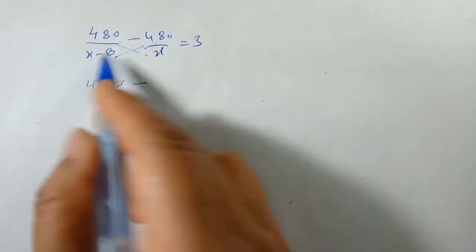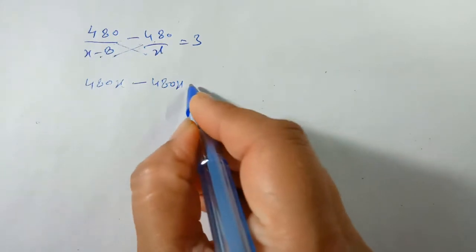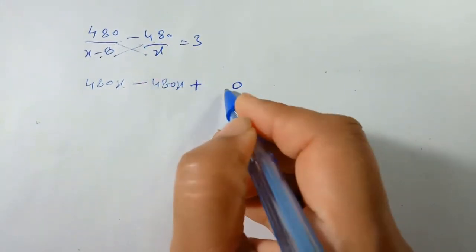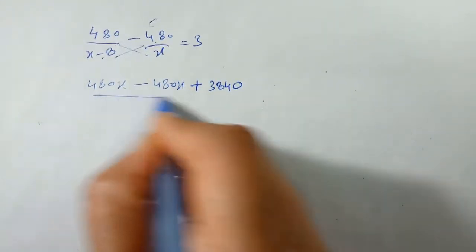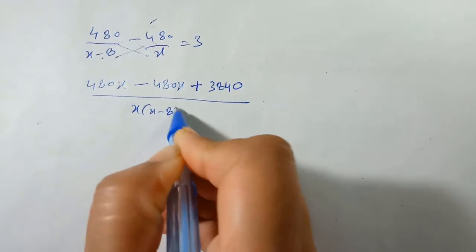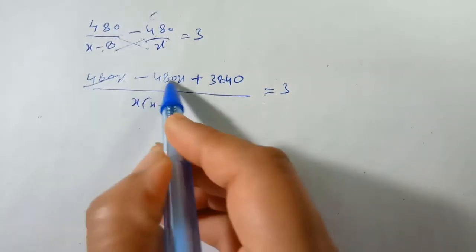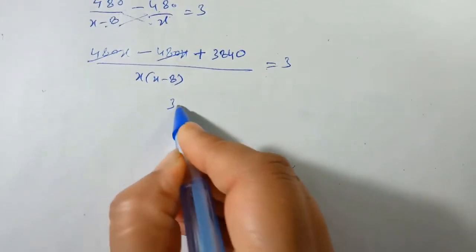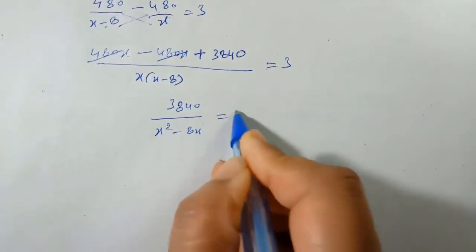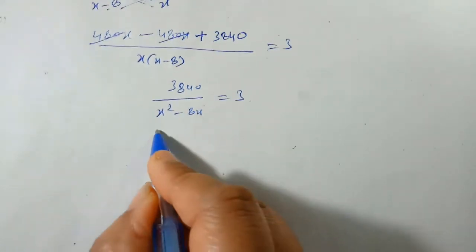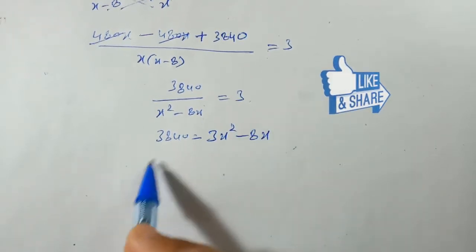We get 480x minus 480 into x minus 8. Minus times minus gives plus, so the x terms cancel and 8 times 480 gives 3840. At the denominator we have x into x minus 8, equal to 3. These cancel, and we get 3840 upon x square minus 8x equal to 3. Transposing, 3840 equals 3x square minus 24x.